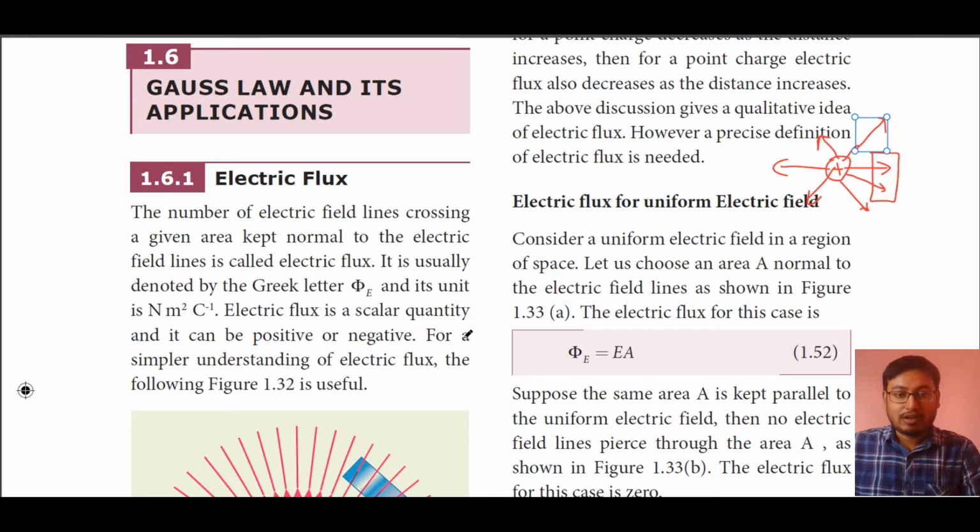Now coming to the topic of the book, it is usually denoted by the Greek letter psi e. The symbol is called psi, and its unit is Newton meter square per Coulomb. It is a scalar quantity and can be positive or negative depending upon whether the charge is positive, that is proton, or negative, that is electron. For simple understanding of electric flux, the following figure 1.32 is useful. Here in this figure, let us see how the electric flux is defined.